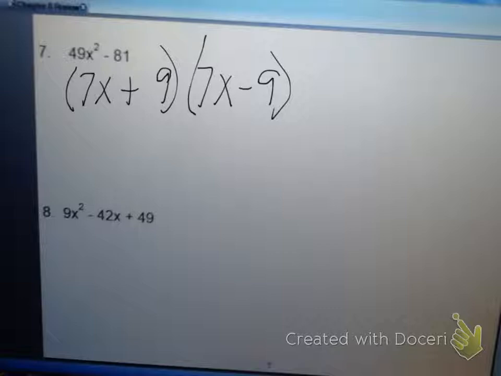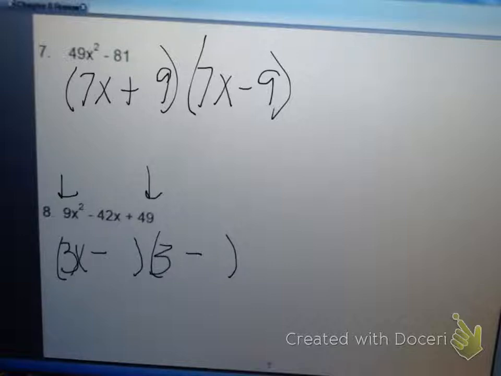Number 8, I think this is a perfect square trinomial because the first term is a perfect square and the last term is a perfect square. So I'm going to factor, and that factors into two identical binomials. My signs are both going to be minus. So that's what I'm going to try first.